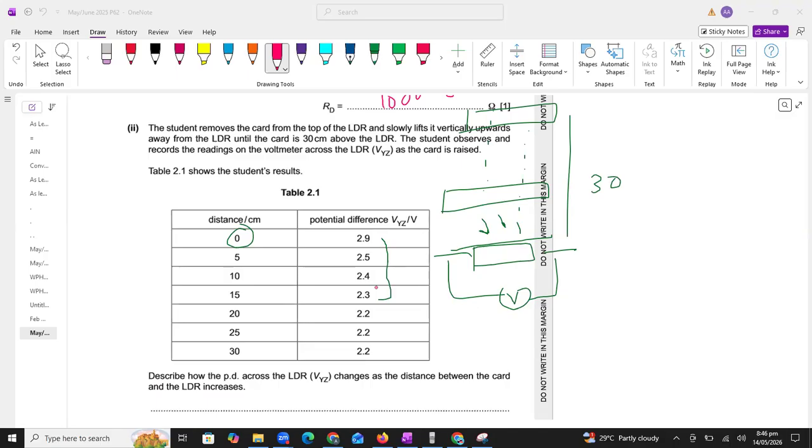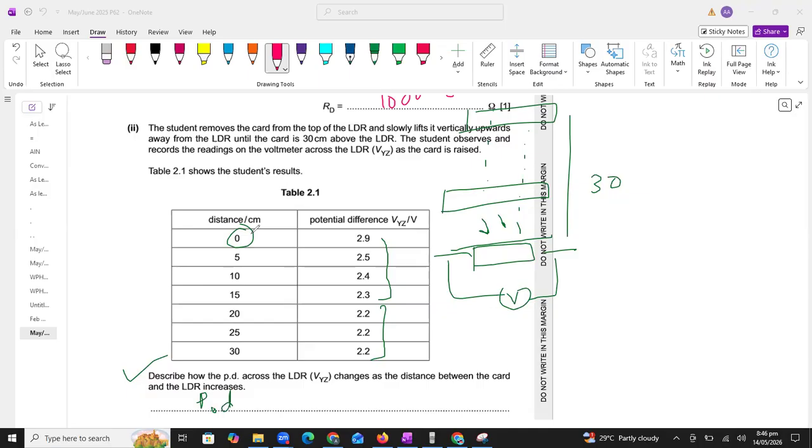The potential difference changes because the LDR resistance will decrease. And then the LDR resistance after 15 centimeter will become constant. Okay. So now in the next part, they are asking, describe how the potential difference across the LDR changes as the distance between the card and the LDR increases. So now, student, it's obvious that the potential difference across LDR decreases from 0 to 15 centimeter.